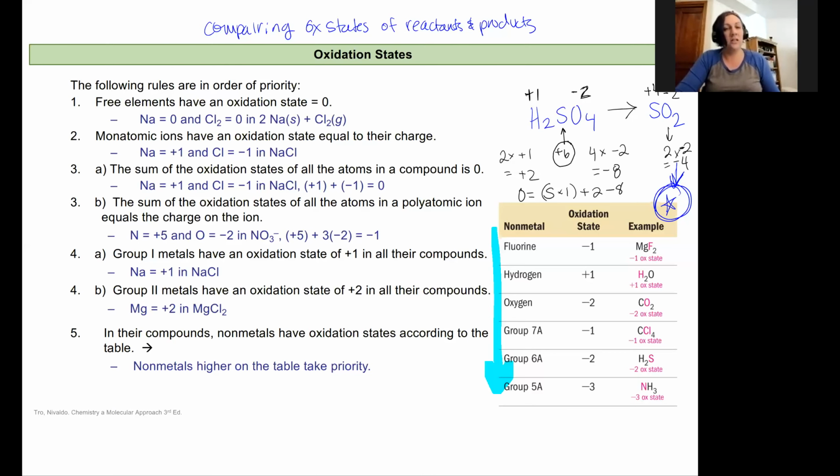So my oxygen doesn't change oxidation state, so it hasn't been oxidized or reduced. But my sulfur is going from a +6 to a +4. And that is a decrease in the amount of positive oxidation state we have. So it has to gain electrons to do that. So this is gaining electrons, therefore it's being reduced. And in this way, I'm going to compare the elements on both sides of my arrow and determine which element is being oxidized and which element is being reduced. And that'll be important for when we move on in the next lecture to how to balance redox reactions.